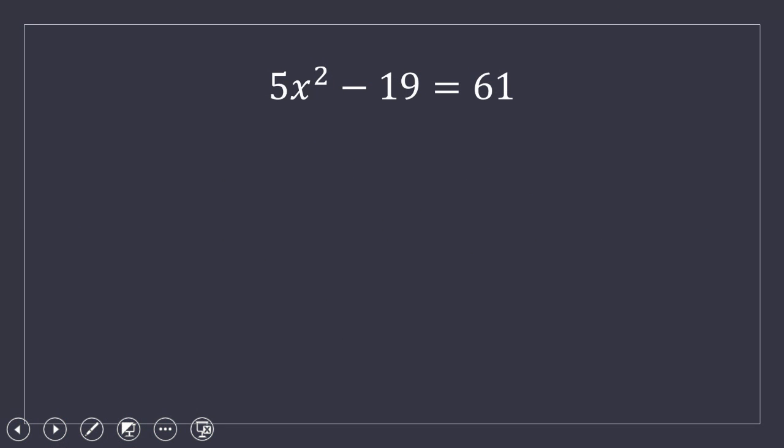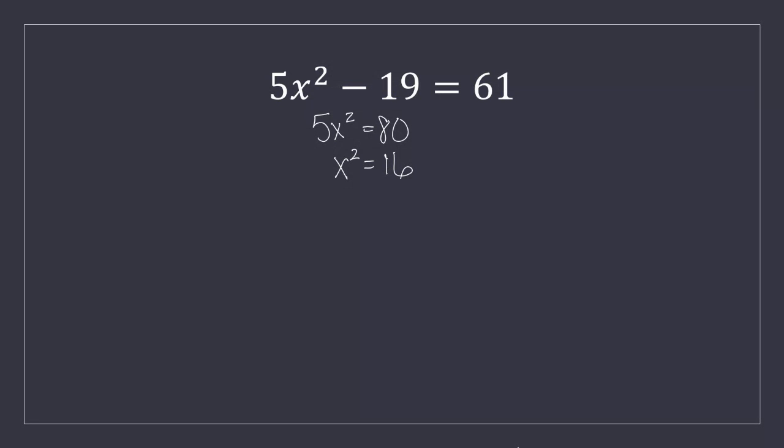So we've got this problem here. Remember that my goal is to first off get the x squared by itself. So I am going to start by adding 19 to both sides. And I get 5x squared equals 61 plus 19 is 80. Now I'm going to divide by 5 on both sides. 80 divided by 5 is 16.